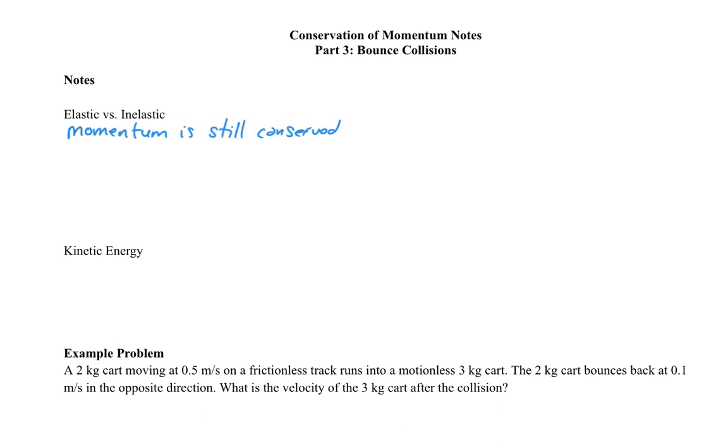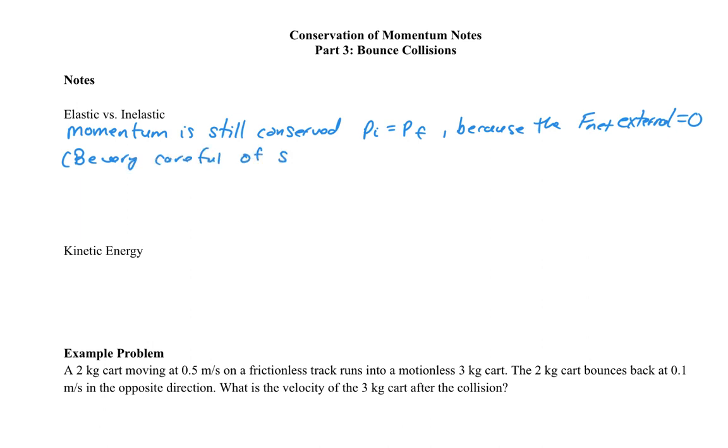Which means that the initial momentum has to equal the final momentum of the system, because there are no F net external is equal to 0. So one thing we have to be careful about here is we have to be very careful with your signs for your velocities. It's really easy to get these problems wrong if you assign the wrong sign for velocities. And we talked about elastic versus inelastic last time as well. So momentum is conserved. You want to be careful with your signs.